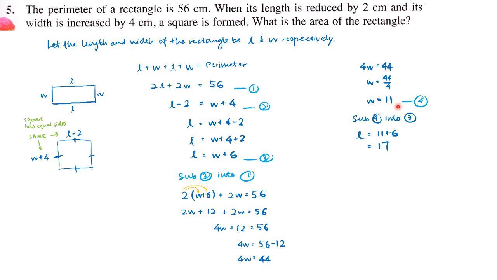Okay, I'm not done. I still have to find L. So substitute 4 into 3, because I would like to find L as my subject later. I already have equation 3. As long as I can substitute something here, then I'll get L. So L equals W plus 6, W which is 11, plus 6 equals 17. So there, I got it. This is my answer. Okay, the area of the rectangle equals length times width equals 17 times 11 equals 187. Alright, okay, next question.